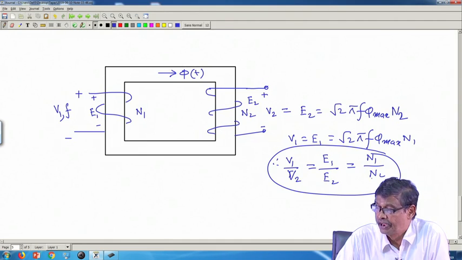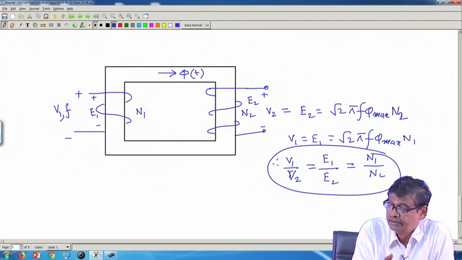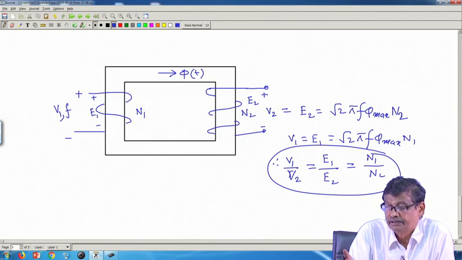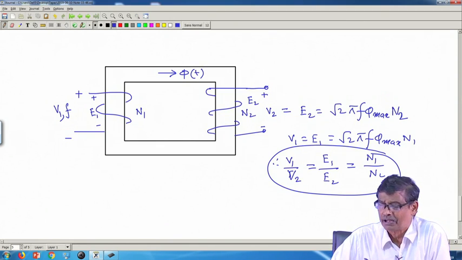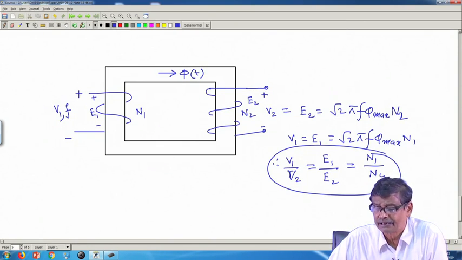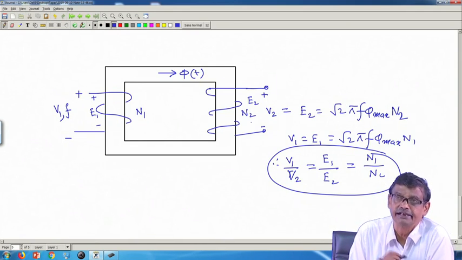Manipulating this ratio N1 by N2, you can step up the voltage (this is called the secondary coil) or step down the voltage, depending upon whether N2 is greater than N1 or N1 is greater than N2. But anyway, this is the thing.